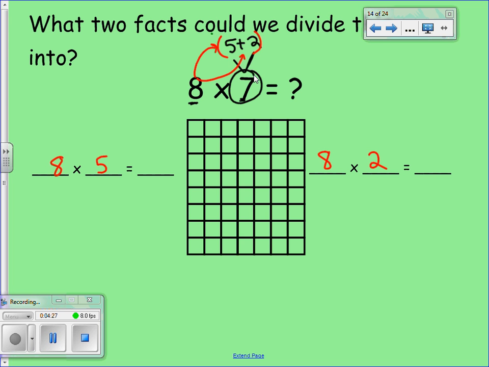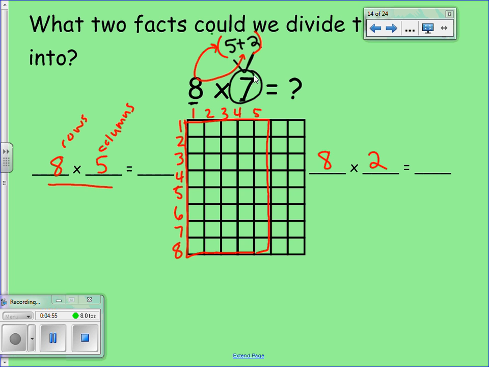All right, so the first thing I'm going to do is want to take 8 times 5 and split up this array. So I know I'm going to need 8 rows, and I'm going to need 5 columns. And you know you could do that either way if you would like, okay? But I'm going to go ahead and do rows, 1, 2, 3, 4, 5, 6, 7, 8 rows. And 1, 2, 3, 4, 5 columns. I'm going to go ahead and box that off.